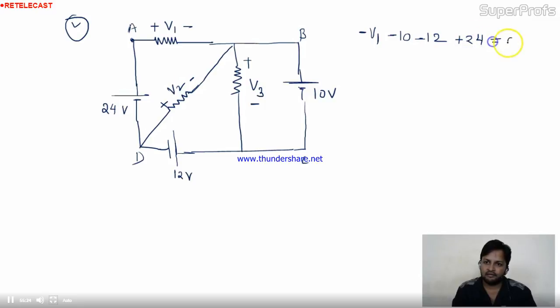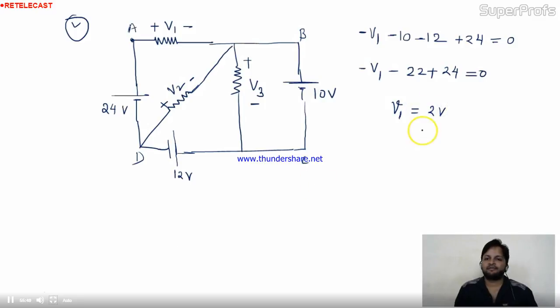Is there any other voltage given in the circuit apart from this? No, only V1 is unknown. And the equation is minus V1 minus 22 plus 24 equal to 0. So V1 is nothing but 2 volt. Is it okay? V1 is nothing but 2 volt. Once we find the value of V1, we can easily find the value of V3.